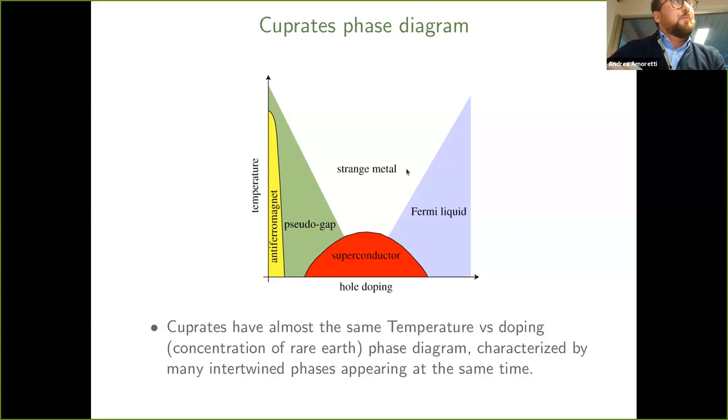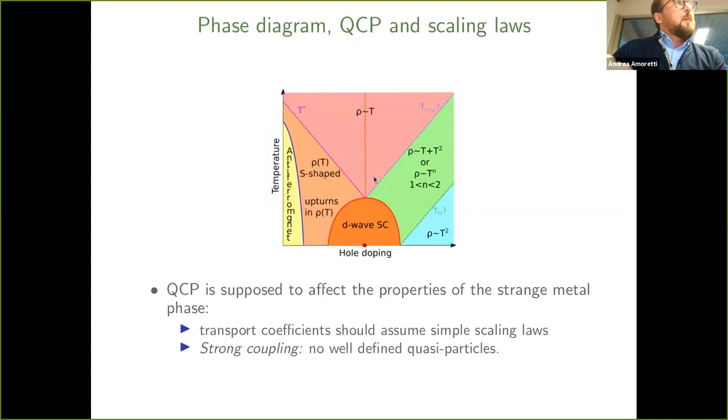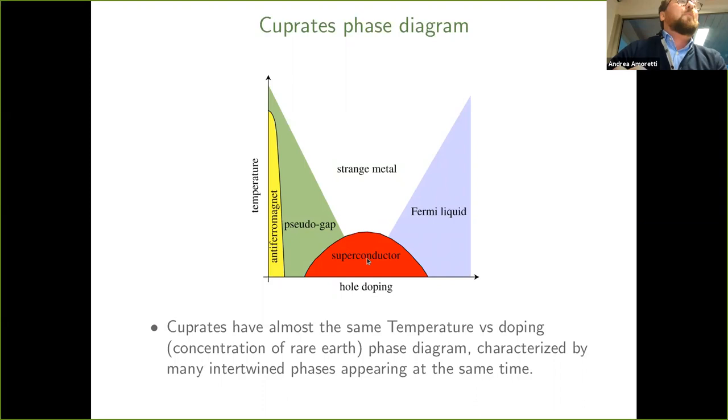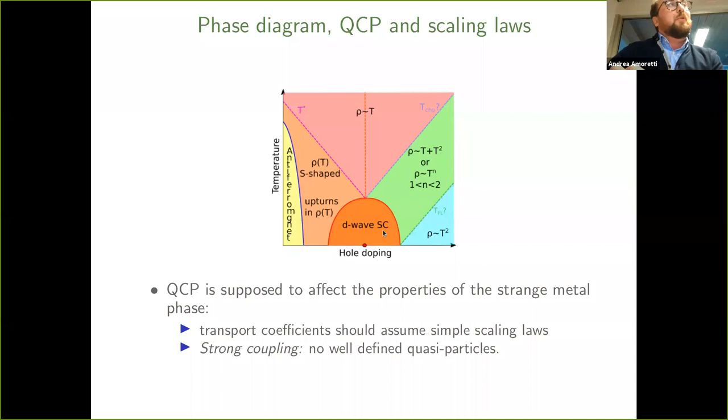So this is exactly the region where we are interested in analyzing properties, and it is probably the most misunderstood part of the phase diagram of these materials. An interesting point is that exactly at zero temperature, at the optimal doping point, a quantum critical point is supposed to affect the properties of the material, and in particular also the properties of the strange metal phase above. It is believed that the properties of the strange metal phase are affected by the existence of this hidden quantum critical point, which sits in the superconducting dome.